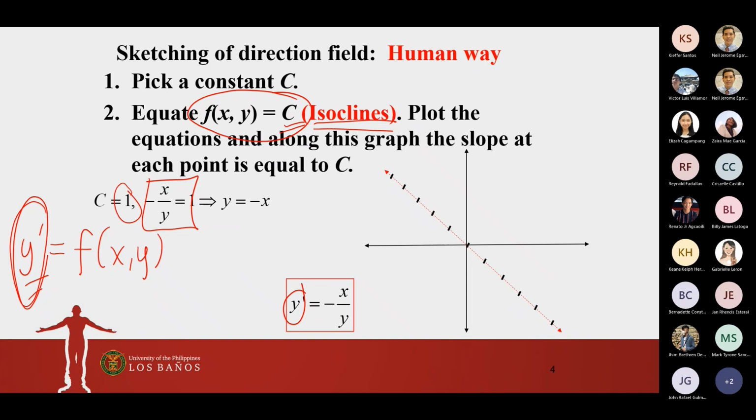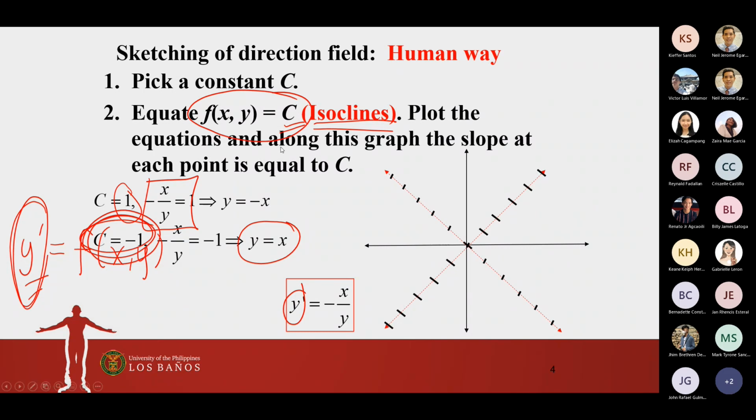Okay? And then I'll do this for some other values of C. For instance, I'll get C equals -1. I'll get the isocline Y equals X. Ipa-plot ko uli ngayon si isocline, yan yung Y equals X, and then along this line, I will draw line elements whose slope is equal to -1, yung value ng C na ginamit ko. Right? So siya naman ay downward the line segment. So that would be my portion of the direction field.